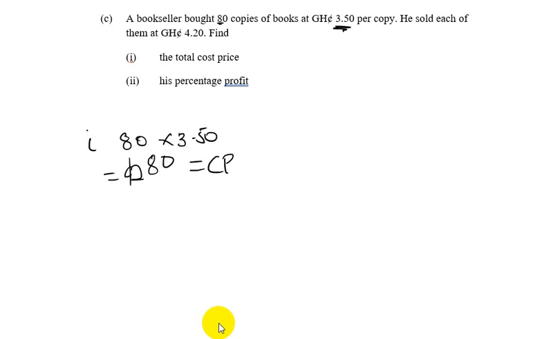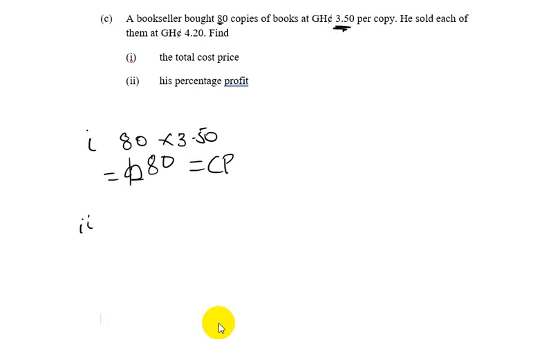So the cost price, the price that the person bought the thing, he bought one for 3 cedi 50 pesewas and bought 80 pieces. So the cost price is what? 280 Ghana cedis, right? That's I. Then II is saying that it's percentage profit.